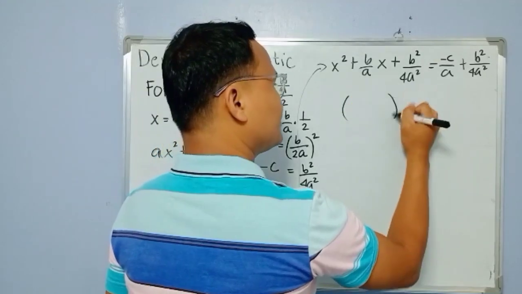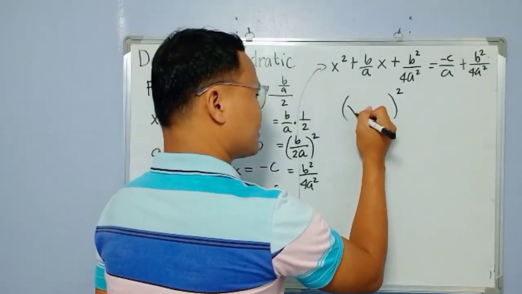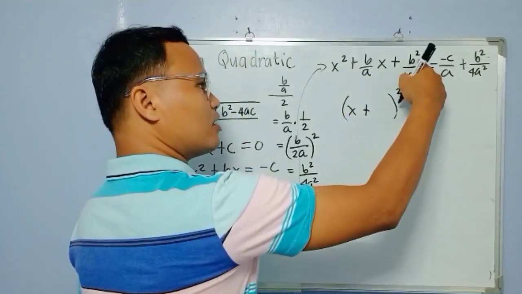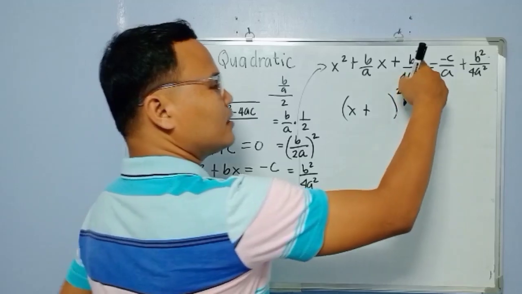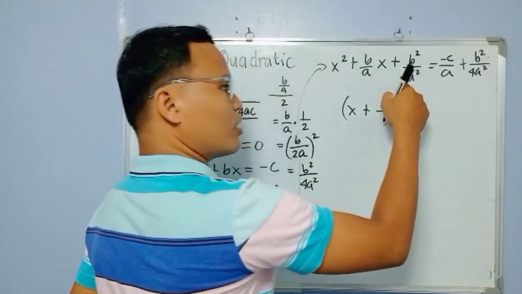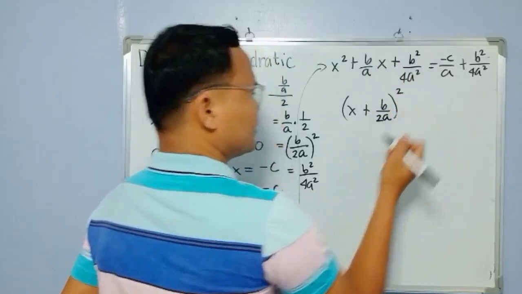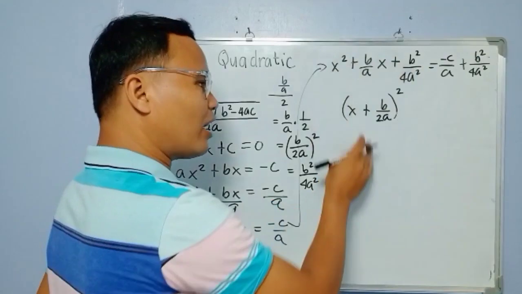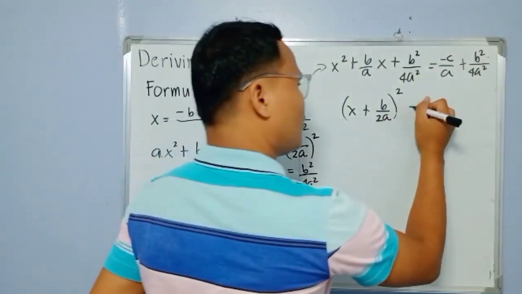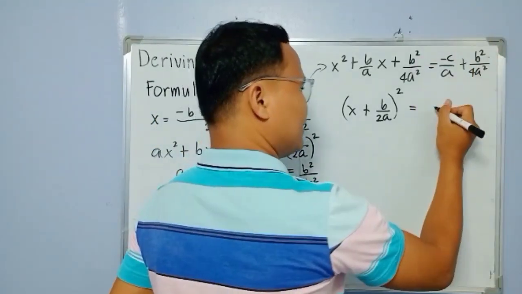So we have the square root of x squared is x. The operation here is plus. The square root of the constant term: the square root of b squared is b, over the square root of 4, which is 2, and the square root of a squared is a. This is now the square of the binomial of this perfect square trinomial, equals, then we are going to add here on the right side.